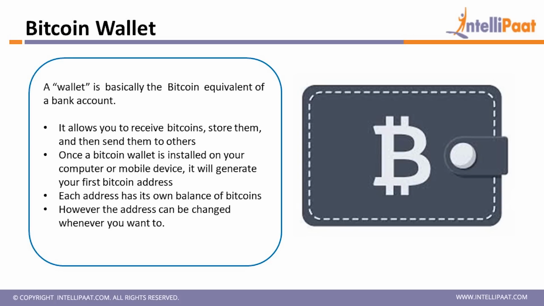Once a wallet is installed on your computer or mobile device, it will generate your first Bitcoin address that you need to remember. Each address has its own balance of Bitcoins that it maintains and updates along with the transactions occurring. However, the addresses can be changed whenever you want to. These addresses do not need to be unique. You can change them when you want to change your system or place.